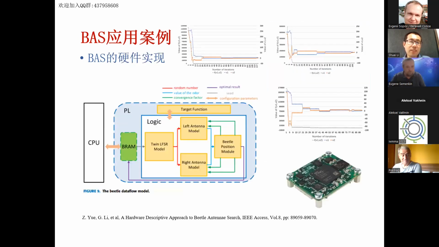This is another use. This is the development of FPGA hardware for the implementation of Beetle antenna search. They use the FPGA to implement Beetle antenna search. Therefore, they can further speed up the running of the BAS.